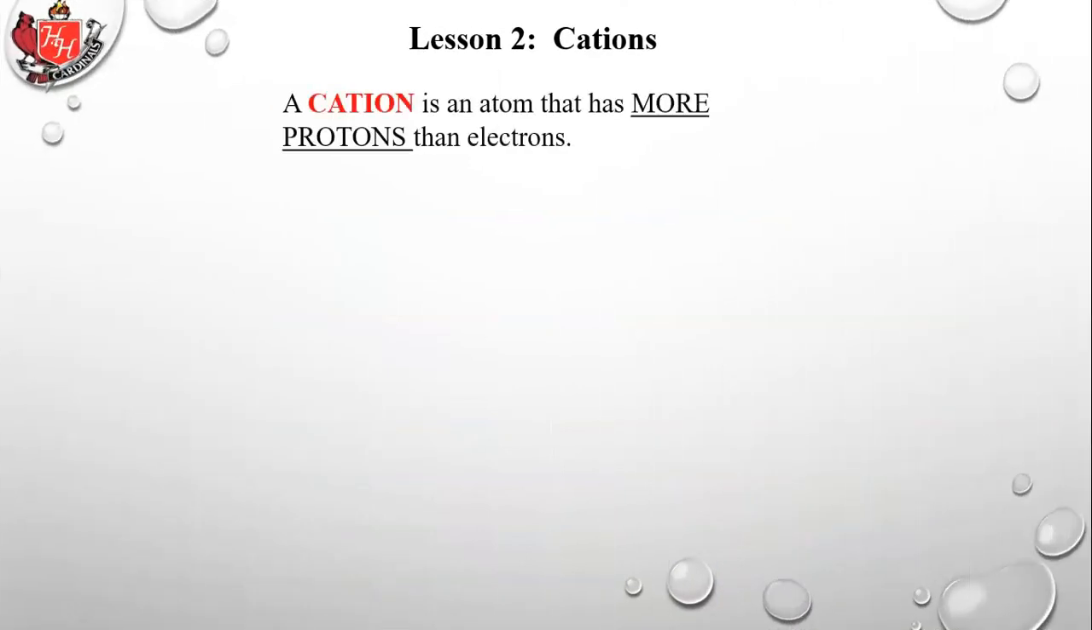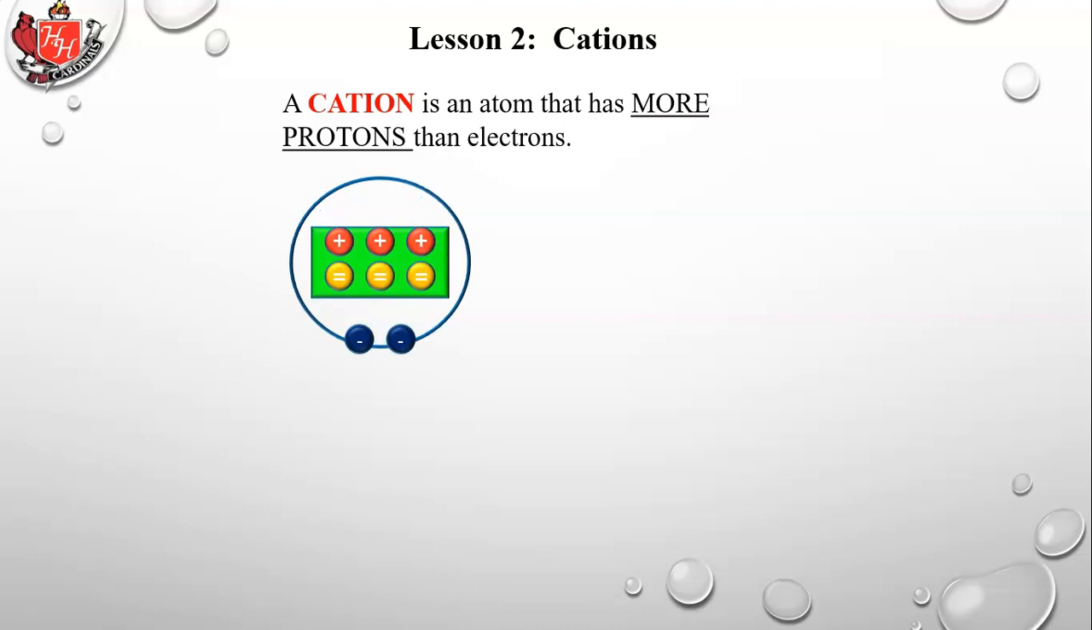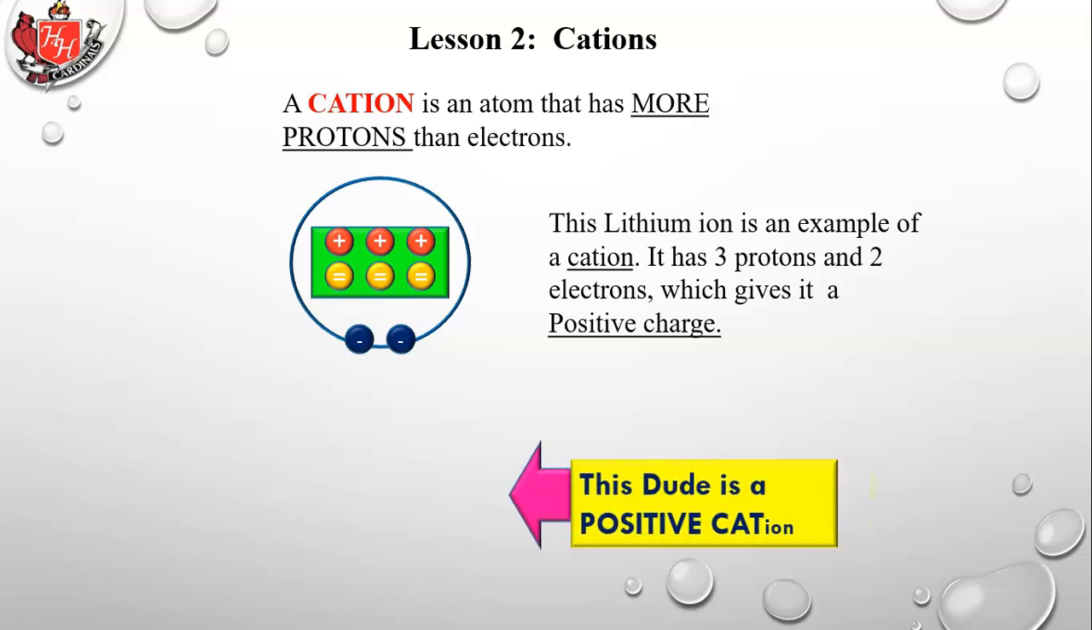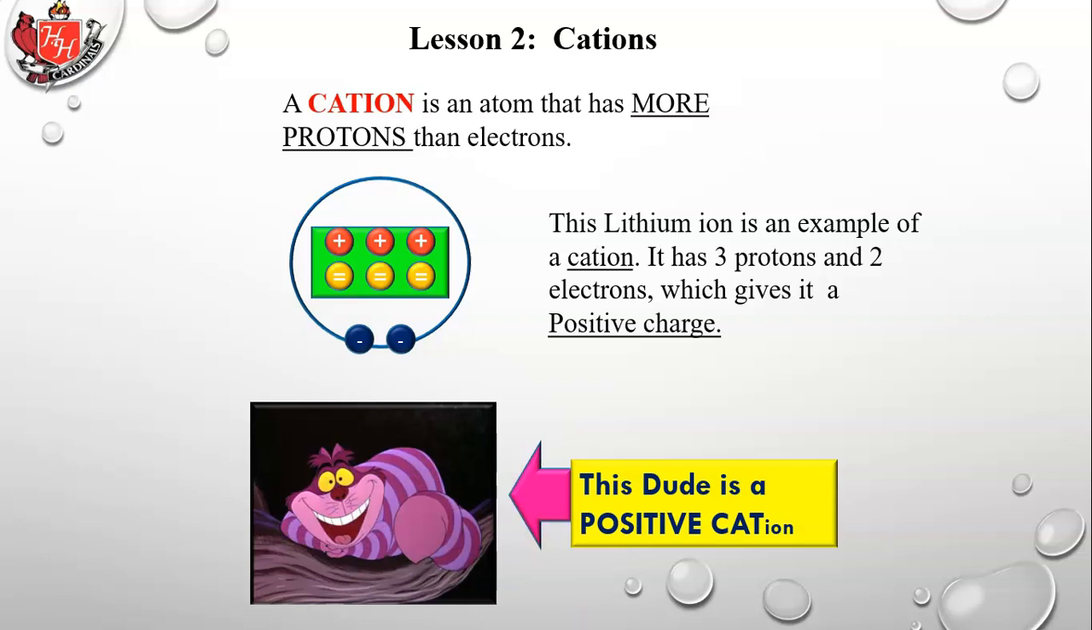A cation is an atom that has more protons than electrons. It goes in the other direction. So here you see the lithium atom that we saw a couple of slides back. This lithium ion is an example of a cation. It has 3 protons and 2 electrons, which gives it a positive charge. So this dude is a positive cation. Just remember the positive cations are positively charged.